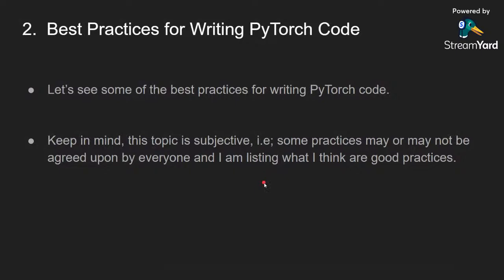So yeah, let's get to the part where we discuss best practices for writing PyTorch code, right? One thing I want to mention is that this topic of best practices is very subjective. That is, some practices may or may not be agreed by everyone to be best practices, but I'm just listing the practices that I found the most helpful and that have helped me write better code and make better notebooks. So the following are the ones that I found helpful, right?